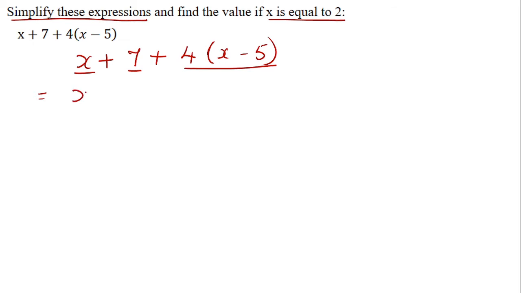So this is equal to x plus 7. Now this is where simplification has to be done. So plus 4 into x minus 5. If there is no sign, then it is plus, right?